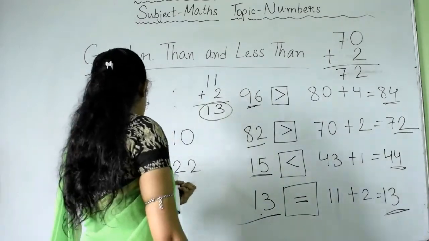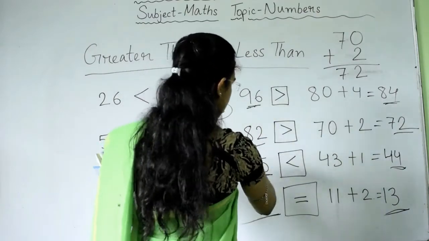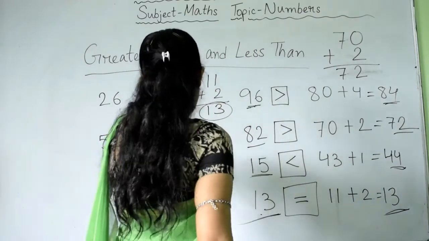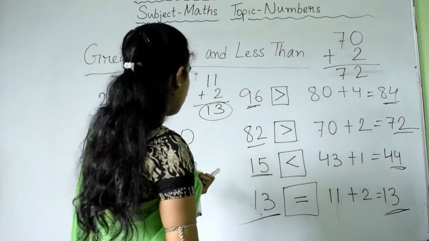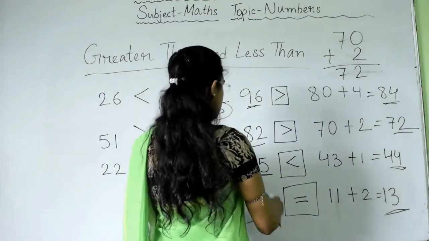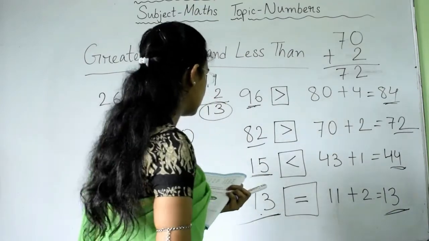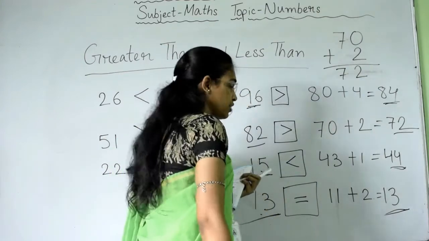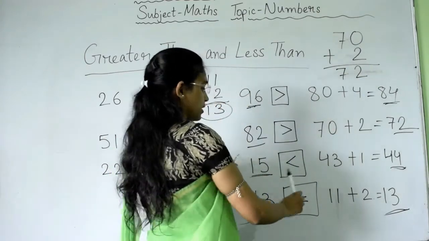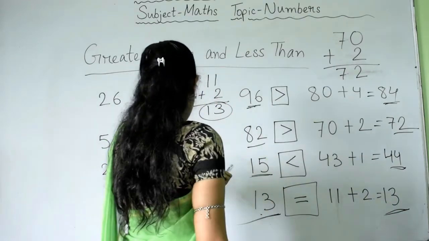If he opens his mouth towards the left side, that means it is greater than. And if he opens his mouth towards the right side, then that means it is less than. And if he is confused and does not open his mouth, then which sign? That is called equals to sign.